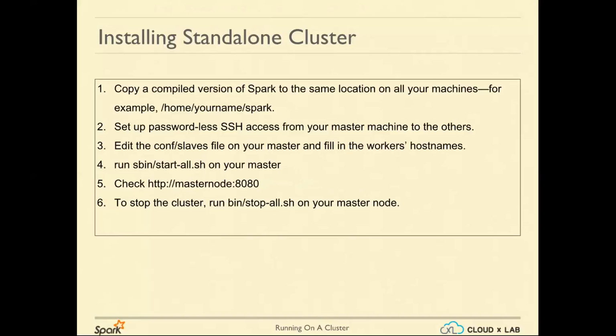Then we run start-all.sh on the master, and then we check the master node, and that would show you that the master is running well. So again, it's a master-slave kind of architecture. Basically, in the master we update all the slaves, and we make the slaves controllable from the master by setting up passwordless SSH.